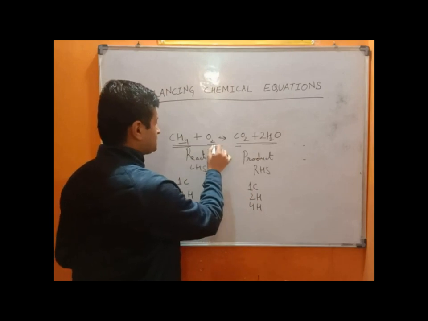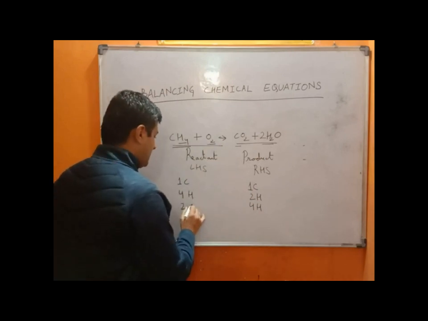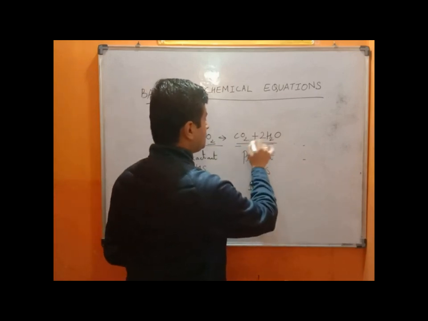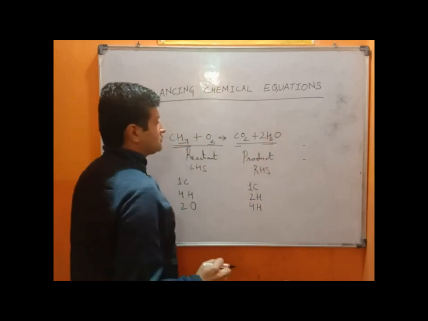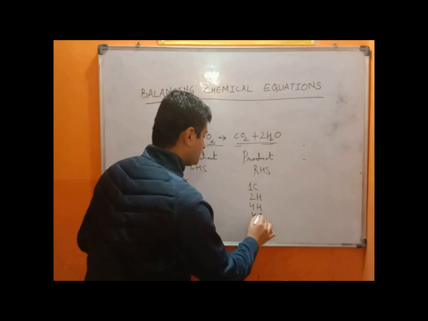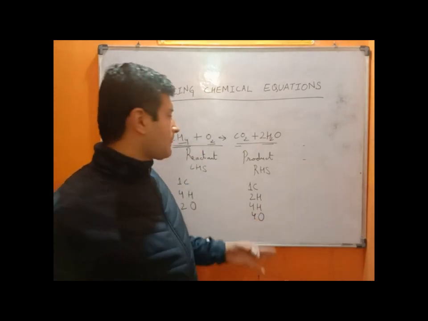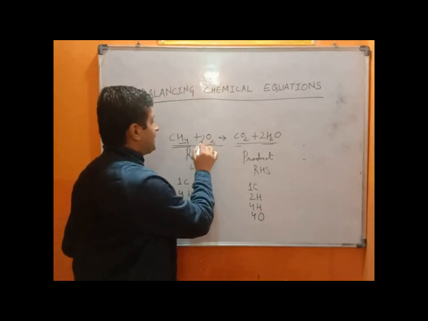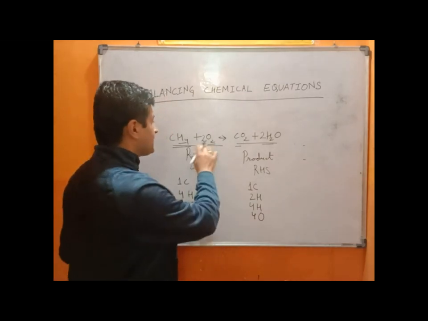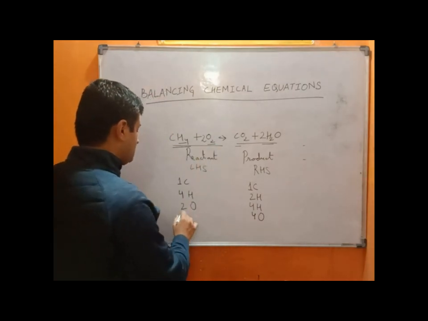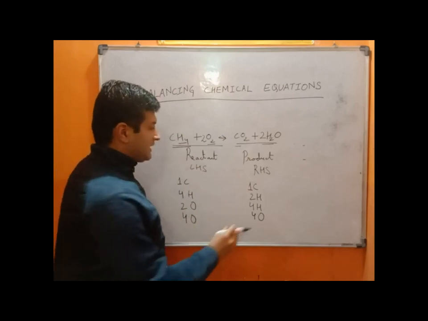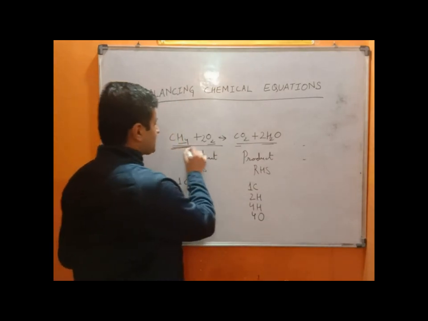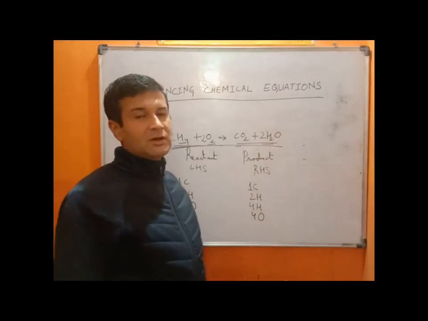Now we are taking oxygen. You have 2 atoms of oxygen. Over here you have 2 plus 2, that is, 4 oxygen atoms on the product side. Now we have to make it equal. So in order to make it equal, I write 2 over here. This makes 4 oxygen atoms, and you have 4 oxygen atoms on the product side as well. Now this becomes your balanced chemical equation.